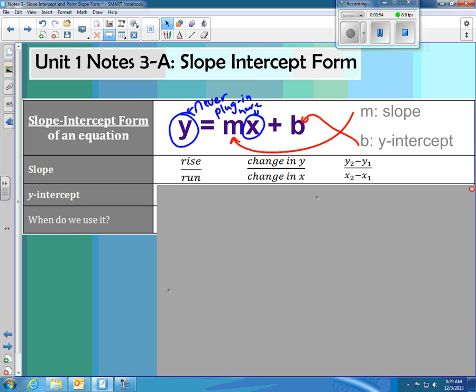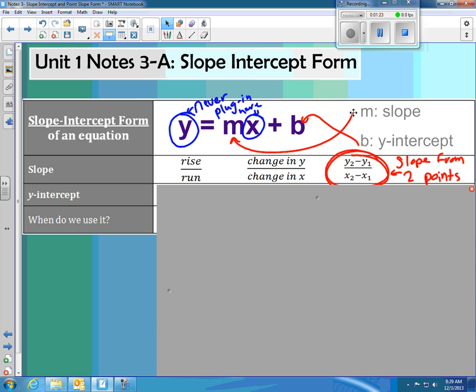Then we are going to talk about the slope. Slope, we think about its rise over run, or the change in y over the change in x. Or, big formula here that you really want to make sure you have, it's very important. It's y2 minus y1 over x2 minus x1. And that's when we get slope from 2 points.